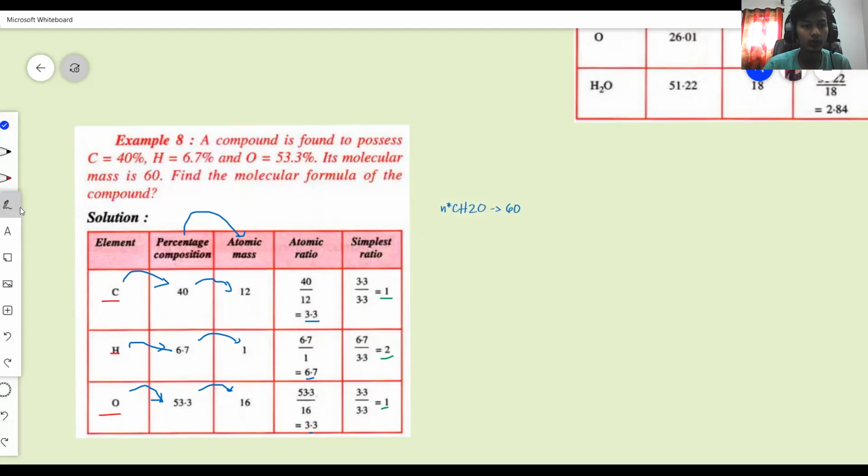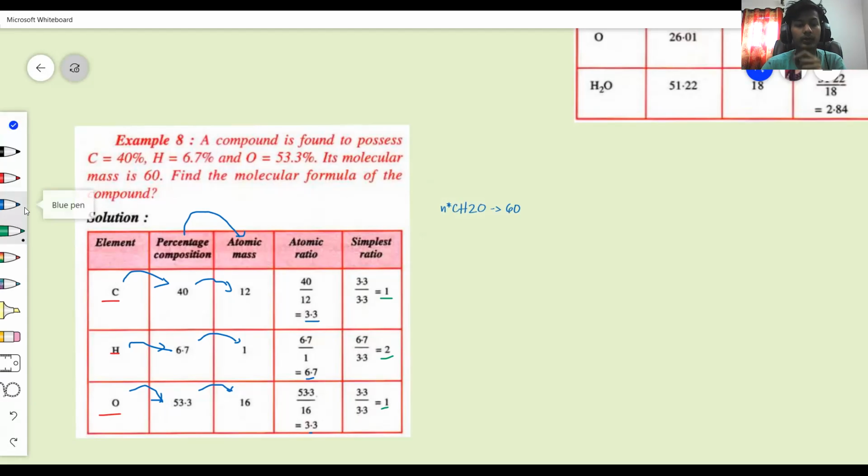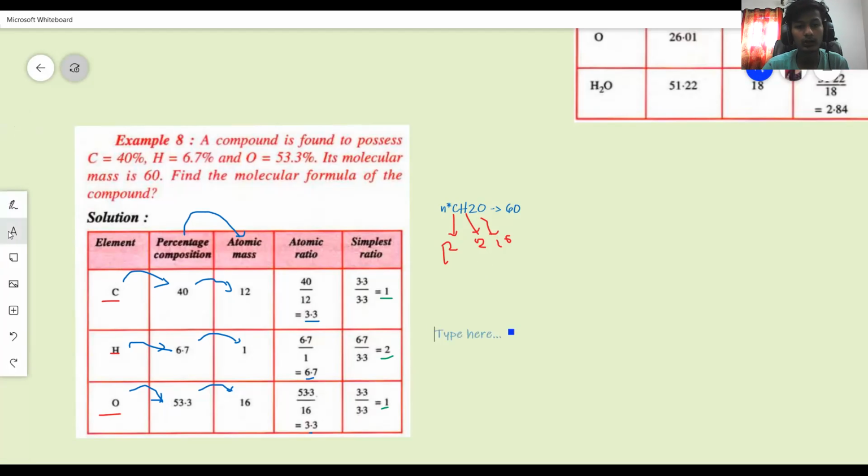So now we'll calculate the molecular mass of the empirical formula. C is 12, so it gives 12. H is 1, and it is H2, so it gives 2, and O is 16, so it gives 16. So 12 plus 16 is 28, and 28 plus 2 is 30. So we have n into 30 equals 60. Therefore n will be equal to 2, right?